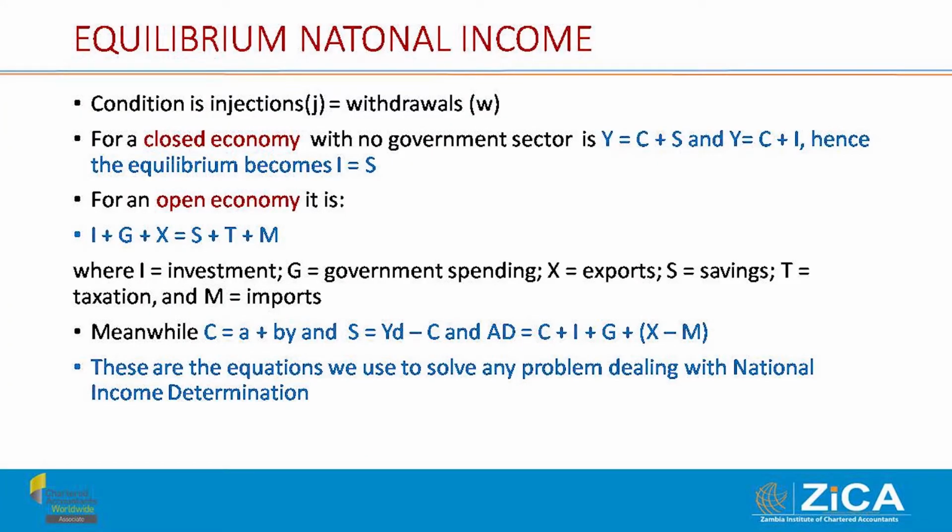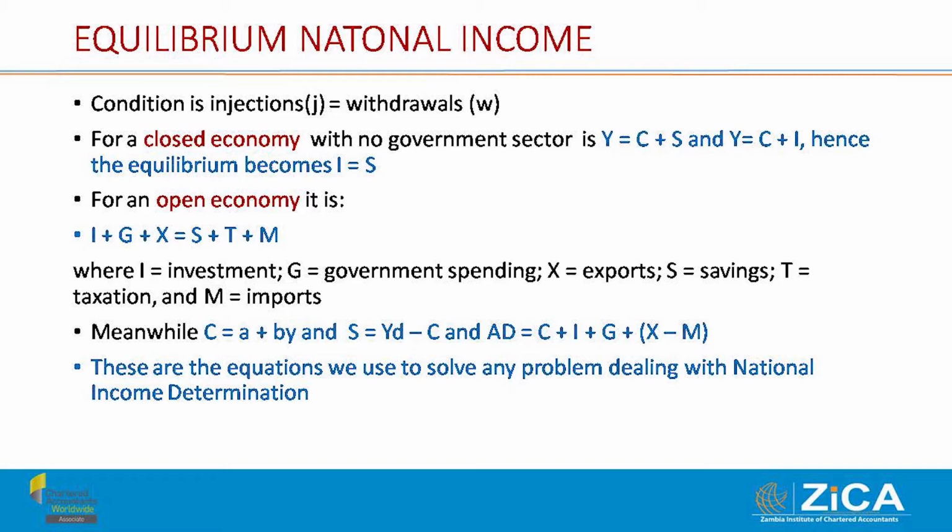How do we determine equilibrium national income? To determine equilibrium national income, we need to understand the distinction between withdrawals and injections. Equilibrium normally occurs at a point where injections are equal to withdrawals. It is important to identify what the injections in an economy are. Basically, the injections are made up of investment, government expenditure, as well as the exports. Meanwhile, the withdrawals, on the other hand, are the savings, the tax, as well as the imports.